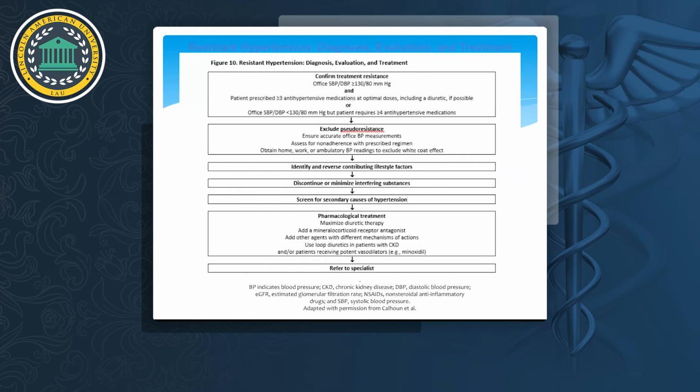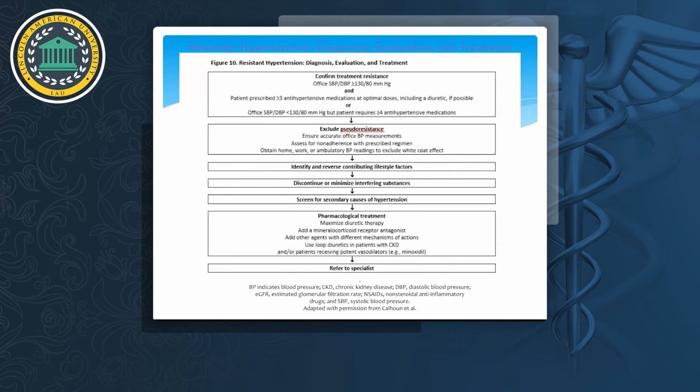So this is the algorithm for the evaluation, diagnosis, and treatment of resistant hypertension. You can go through it, take a picture. You have to go through every part. But the most important thing in resistant hypertension is to make sure that you exclude pseudo-resistance. Pseudo-resistance means that you make sure that the BP you are checking is accurate, that the patient is compliant and takes his medications regularly, and that he doesn't have white coat hypertension. If you exclude all of these, then you think that this might probably be resistant hypertension.